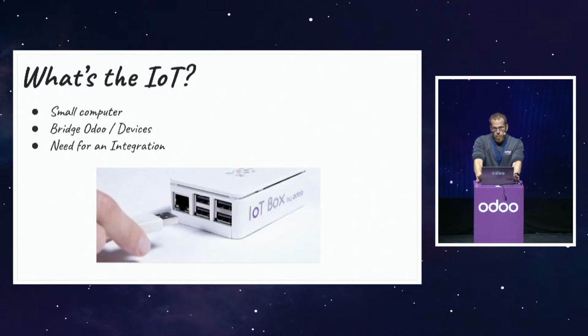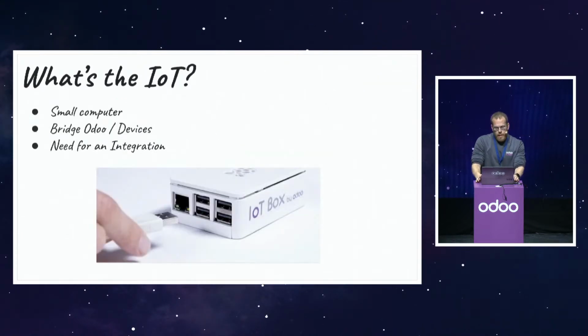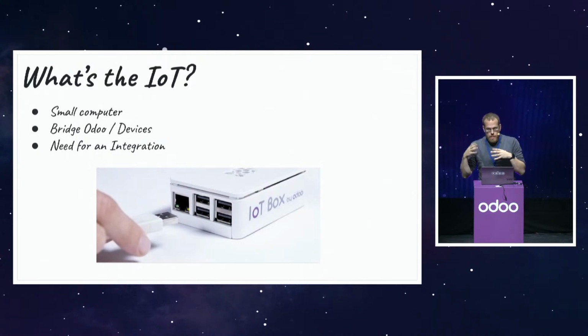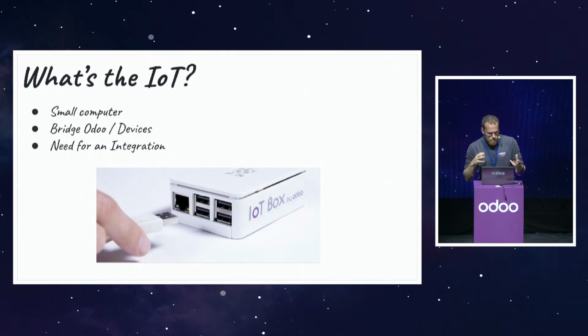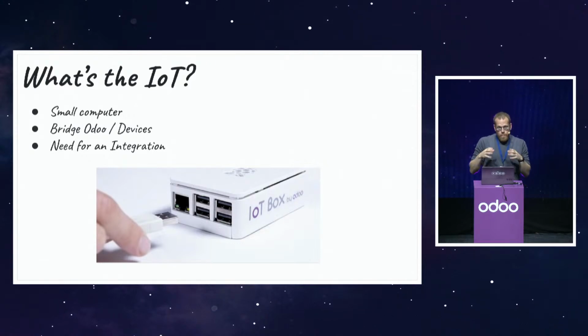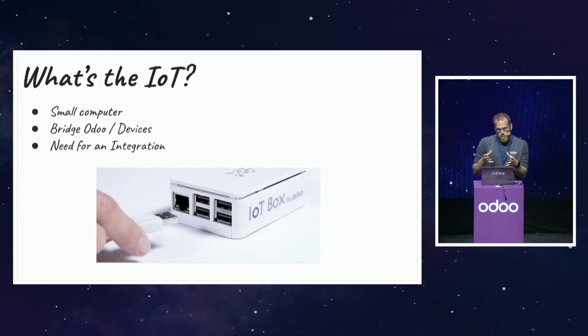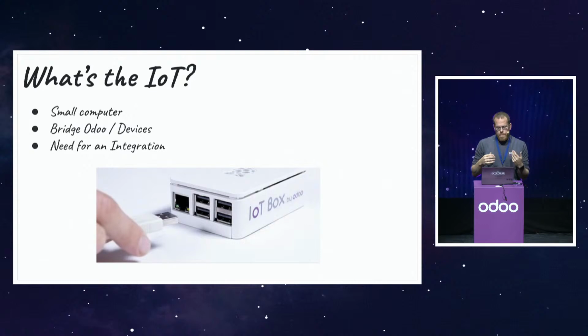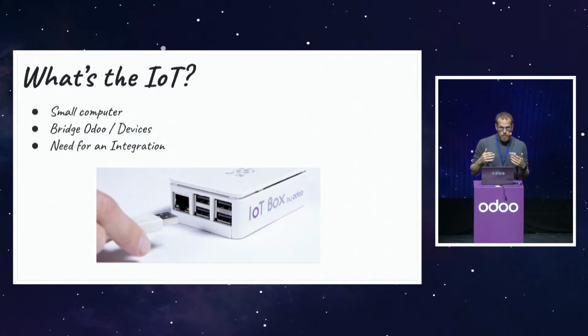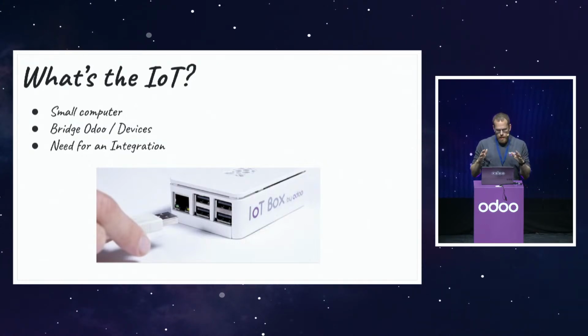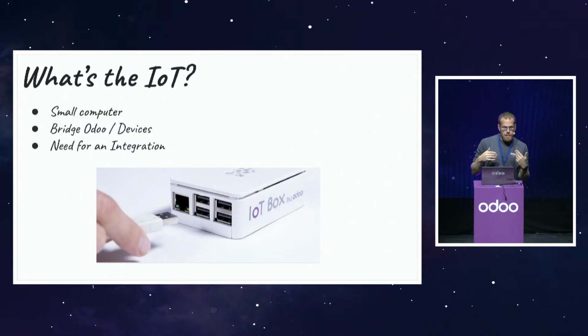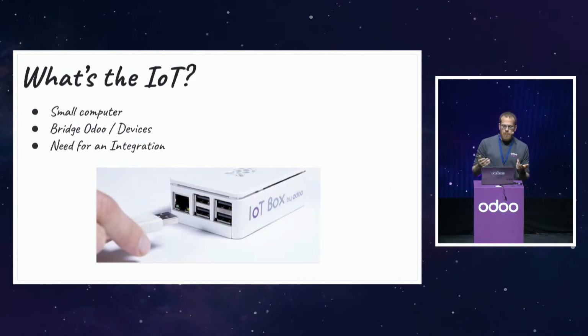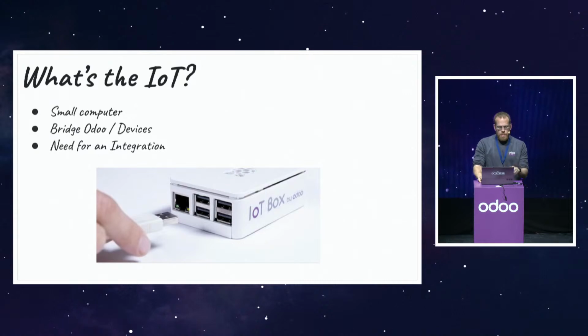So in the end, what is the IoT doing? Well, it's just the bridge between the devices and the Odoo database. It's a very small computer. It's a Raspberry Pi. And you have to know that you cannot integrate every device with the IoT. It needs integration, and it's done by the R&D team.